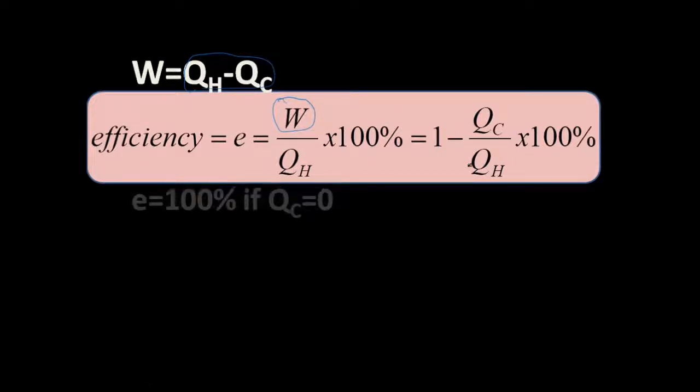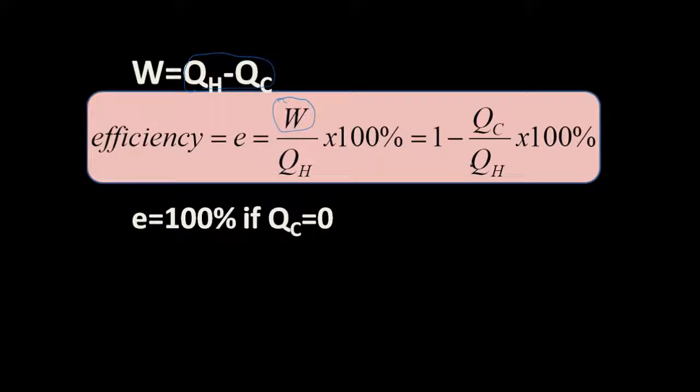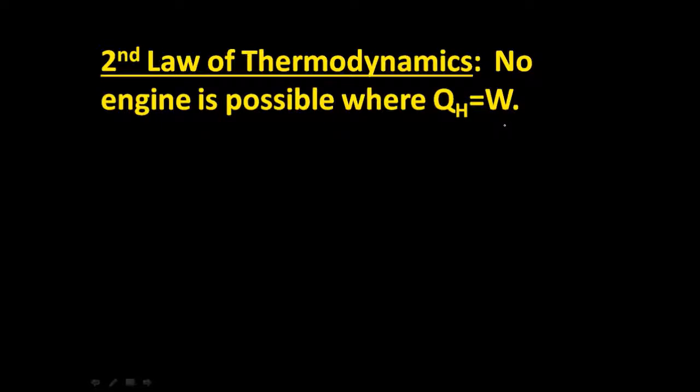Now what this means is if the efficiency is 100%, that means that the heat that comes out has to be 0. That makes sense? In other words, all the input heat is turned into work. The problem is that's impossible. It cannot be done. The second law of thermodynamics, in fact, can be expressed in a number of different ways, but one of those expressions is that no engine is possible where the heat that goes in is entirely converted into work.